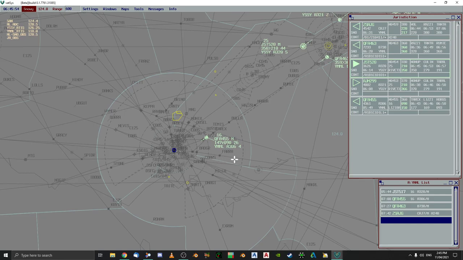Qantas 455, descent via the STAR, descent to 5,000. Descent via the STAR to 5,000, Qantas 455.